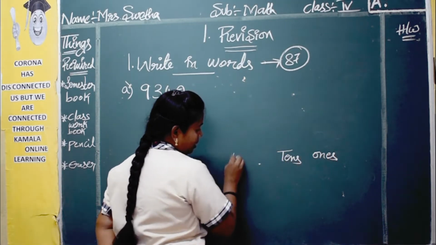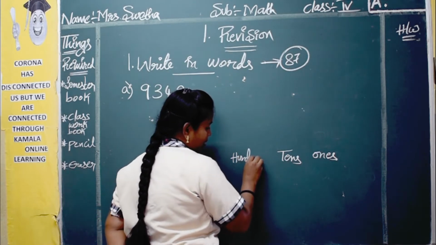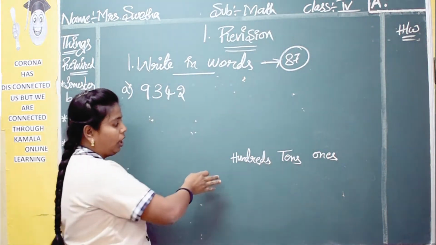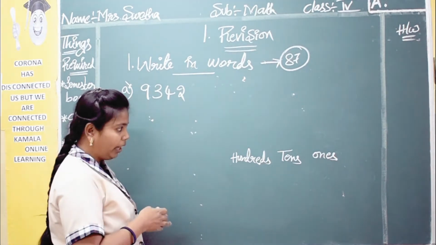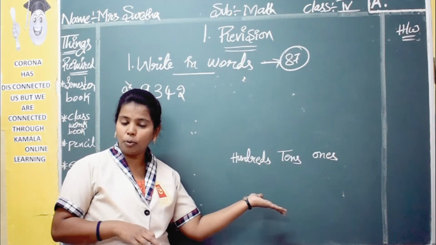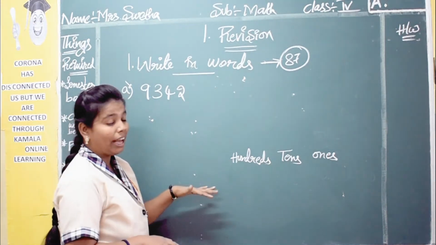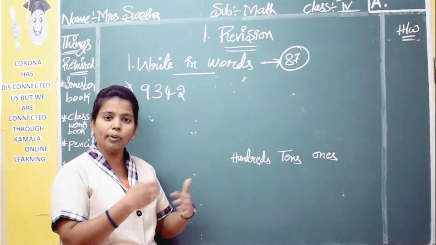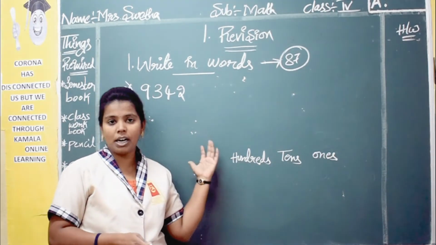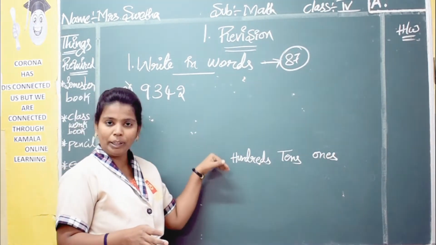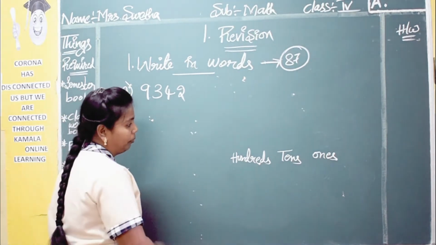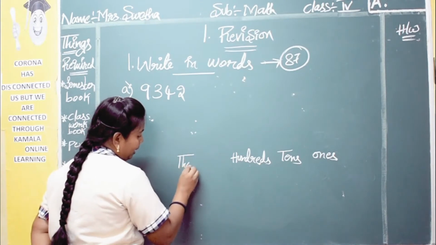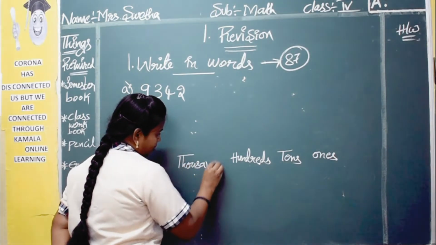Ones, tens, hundreds. So now in this first chapter you are going to have 4 places, because you have learned only 4 places in your previous class. But in other chapters, as the chapters go on, you are going to learn the extra places also. So till here, how many places are there? I am going to explain those only. So ones, tens, hundreds, and the 4th place is thousands.